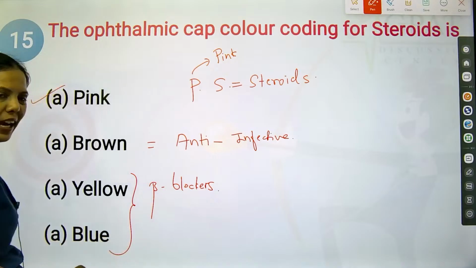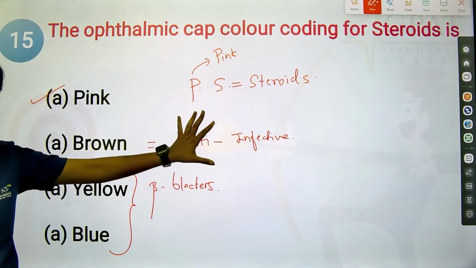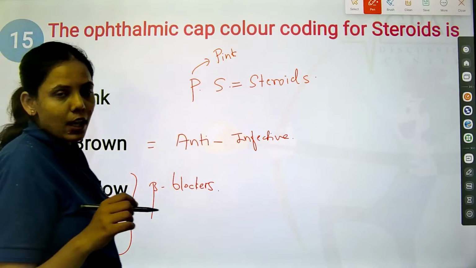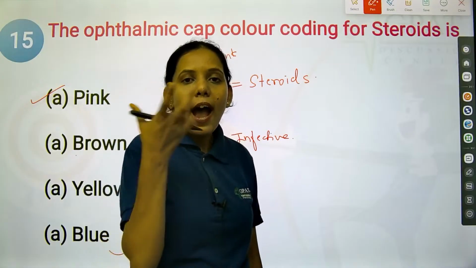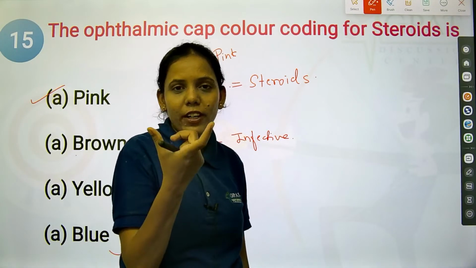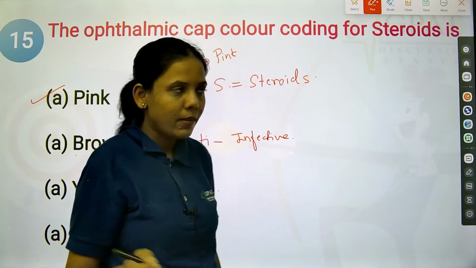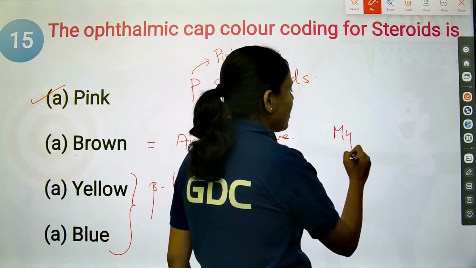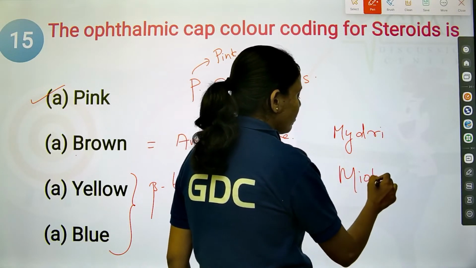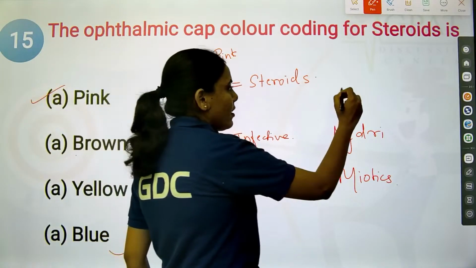Okay. BB you can remember, but don't get confused between this B. This brown color is for anti-infective. This is yellow or blue for the beta blockers. Next comes your eyes. There are two disorders or diseases which affect the eyes. We call them mydriatics and myotics, right? So these are related to eyes.